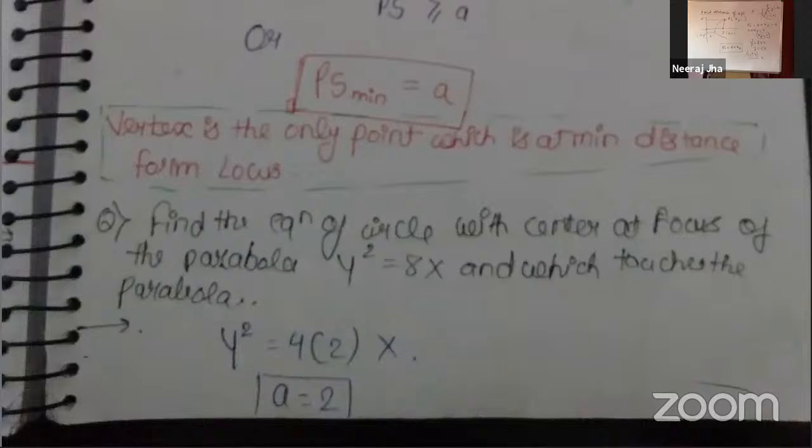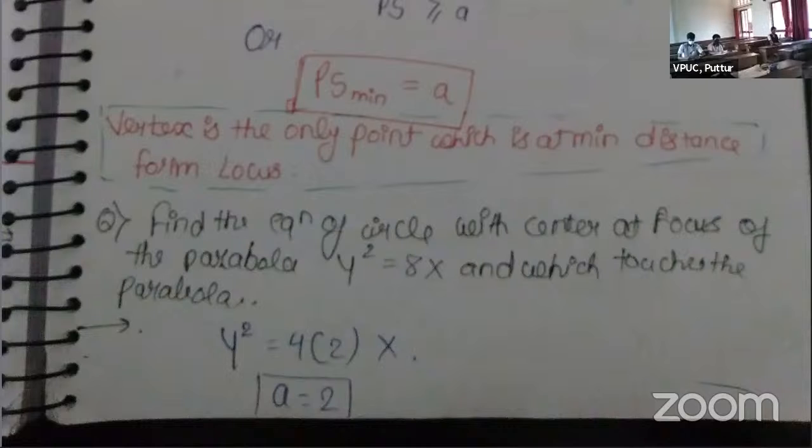Write this point also, in the red colored pen. PS minimum means the minimum distance from the focus is at the vertex. Vertex is the point which is at the least distance from the focus, because the x coordinate of P is always going to be positive. Hence, the distance will always be greater than a. So the vertex is the point which is at the least distance from the focus.